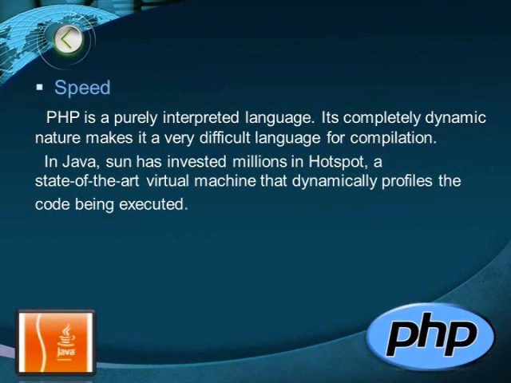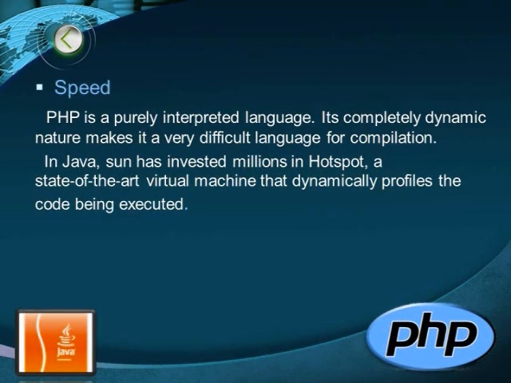Speed. PHP is a purely interpreted language. Its completely dynamic nature makes it a very difficult language for compilation. In the PHP world, compiling just means caching the opcodes. The opcodes consist just of a parsed version of the PHP source code.